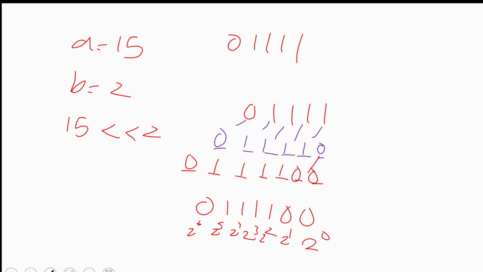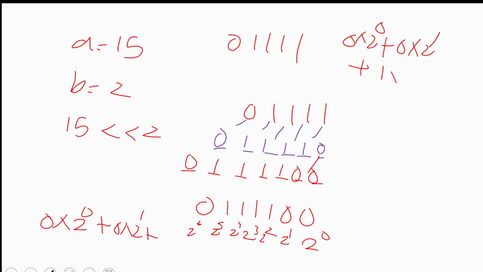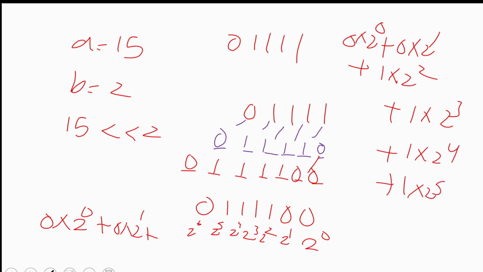So if you convert into a decimal number, you need to multiply each digit with its weight. So 0 into 2 to the power 0, plus 0 into 2 to the power 1, plus 1 into 2 to the power 2, plus 1 into 2 to the power 3, plus 1 into 2 to the power 4, plus 1 into 2 to the power 5, plus 0 into 2 to the power 6.